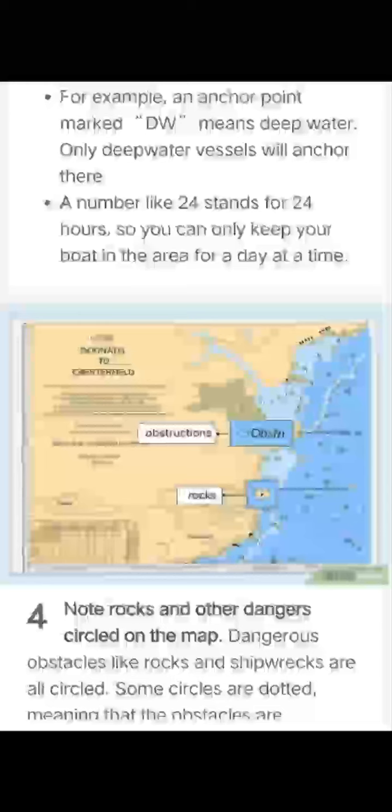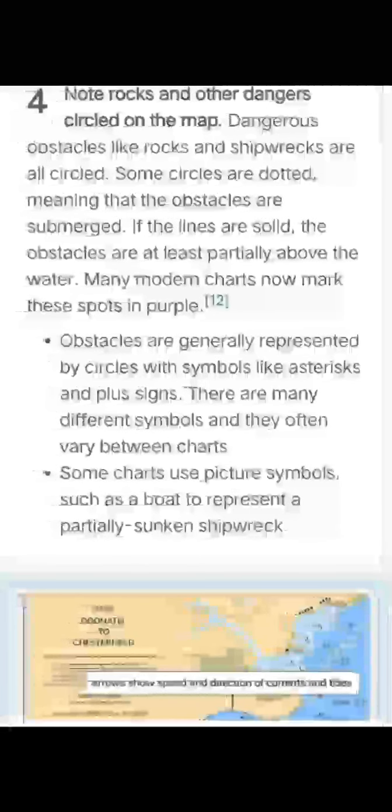4. Note rocks and other dangers circled on maps. Dangerous obstacles, rocks or shipwrecks are circled. Sometimes circles are dotted, meaning that these obstacles are generally represented by symbols like asterisks and plus signs. There are many different symbols, and they often vary between charts. Some charts use picture symbols such as boats to represent a partially sunken shipwreck.